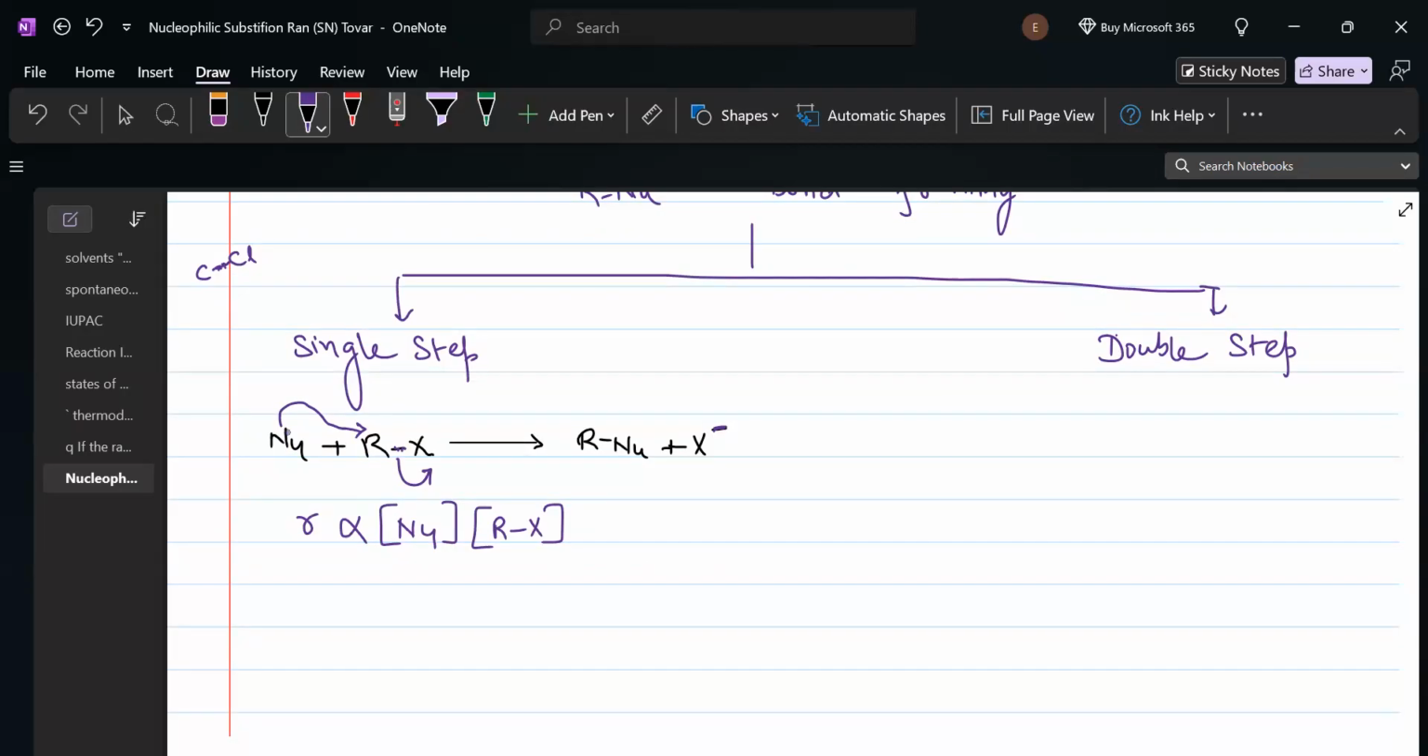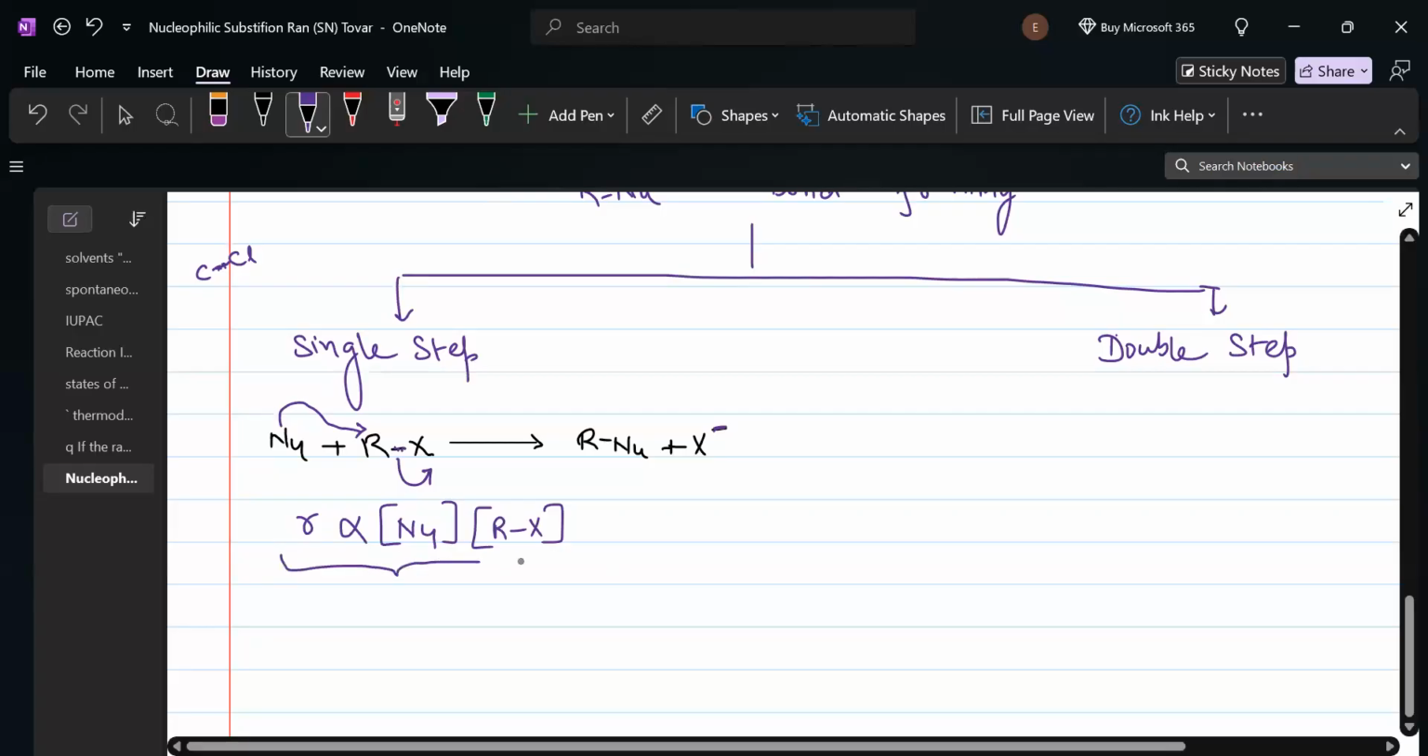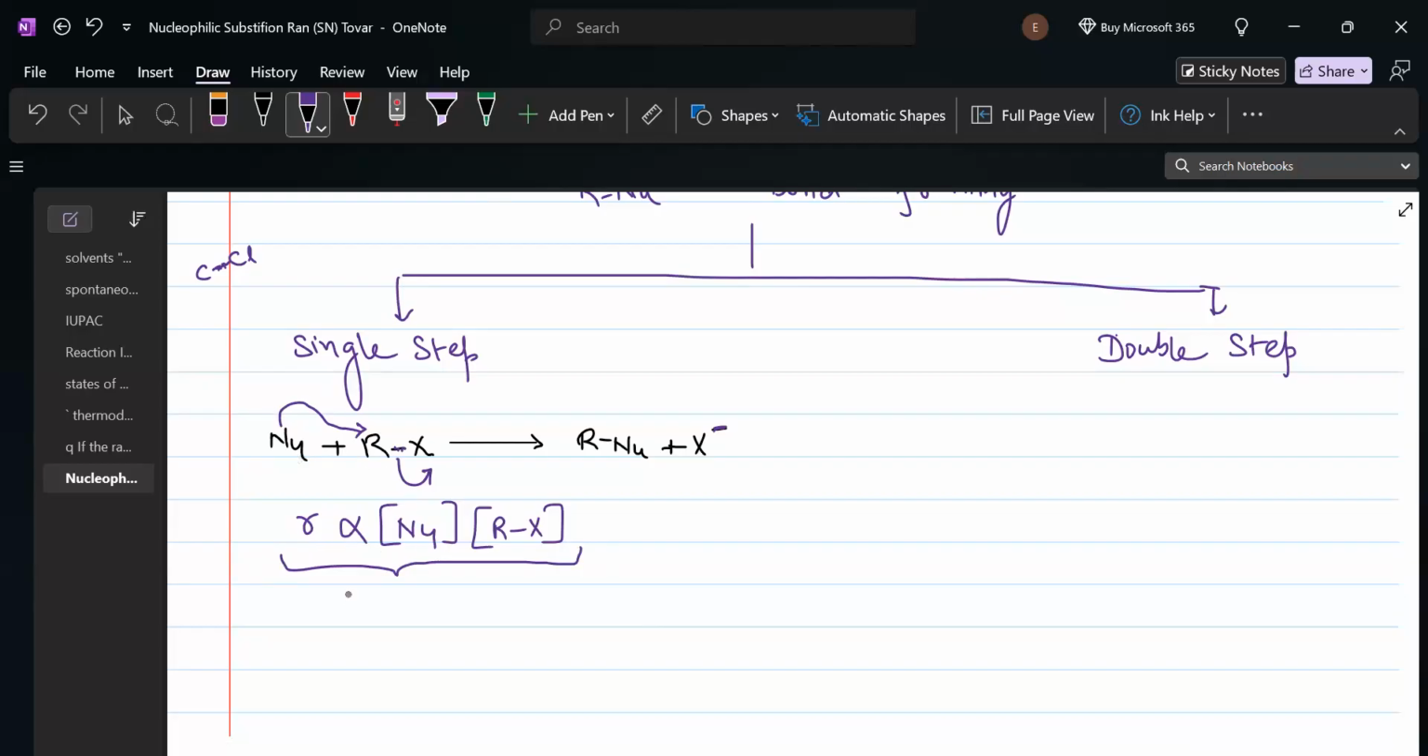When we see the double step reaction, we will compare. Here, simultaneously, the nucleophile is attacking on the substrate, and by the time the nucleophile is attacking the substrate, the leaving group is leaving out. So the whole mechanism is taking place in a single step. As you can see, both things are dependent on the rate of reaction. So this is called bimolecular.